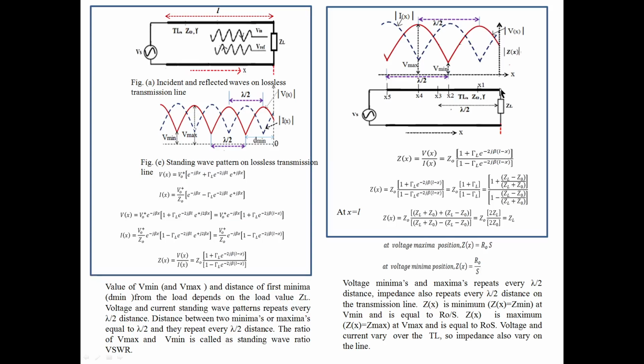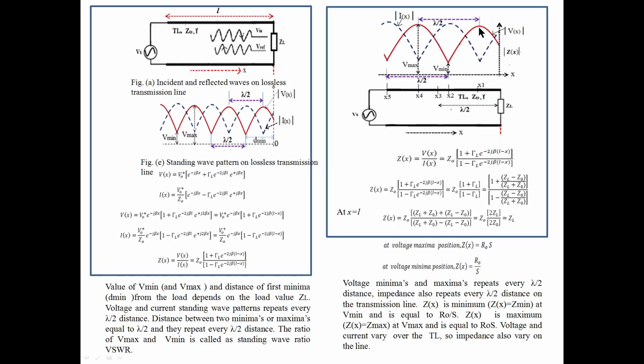As we move like this, we come across the first maxima here. At x1 we observe a maxima, and at that position the maximum impedance is there. As we move further, impedance decreases and takes a minimum value at x2. But that depends upon the load ZL.